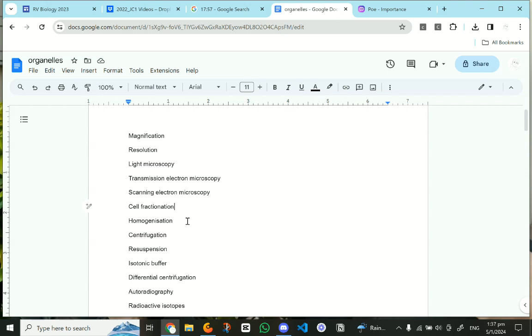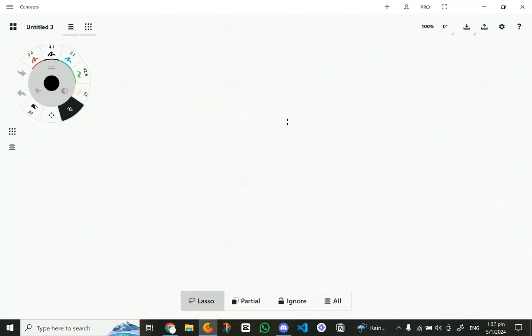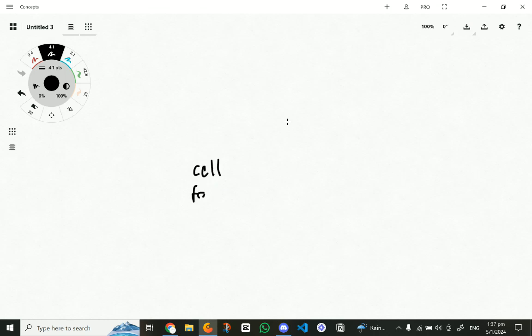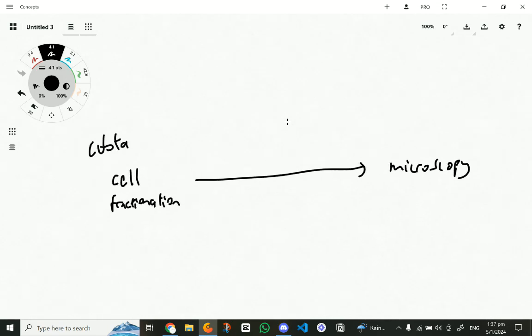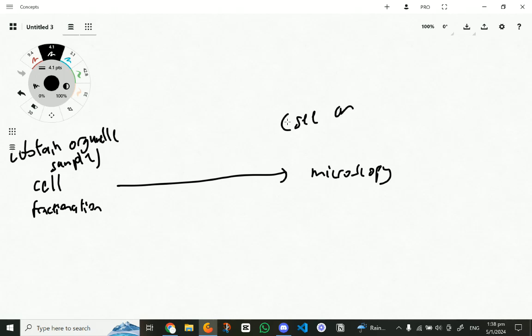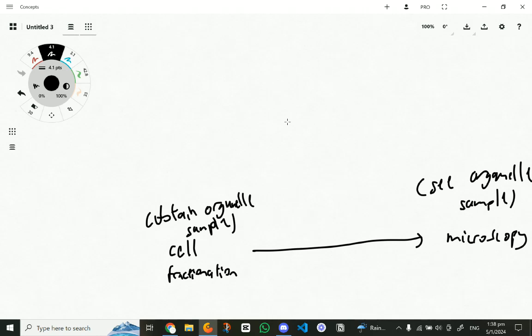Okay. There's some sort of idea that you will first do cell fractionation, then you will do the microscopy. So it's obtain organelle sample, and then see organelle sample. That's the idea I'm hypothesizing.